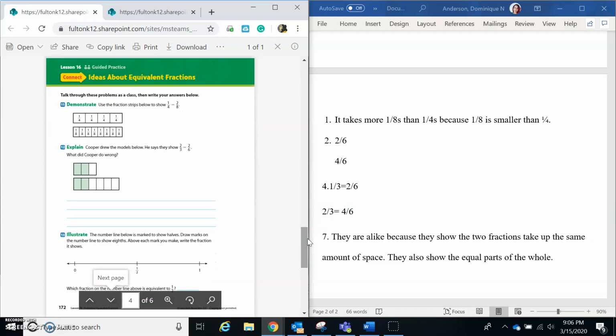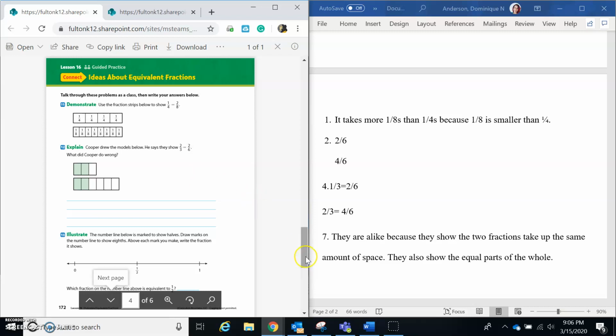Alrighty, let's look. It says use the fraction strips below to show 1/4 and 2/8. So I'm simply going to shade in 1/4 and then 2/8. And if you look, they take up the same amount. Now it says Cooper drew the models below. He says they show 2/3 equals 2/6. What did Cooper do wrong?